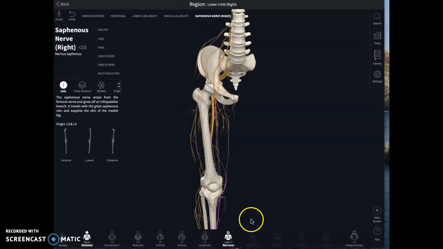Now, the tibial nerve has a friend there. I didn't teach you about it in lecture. I did put it on the models though. So here's the saphenous nerve right here. It's not on your test. I'm like, oh, that's a nice saphenous nerve.